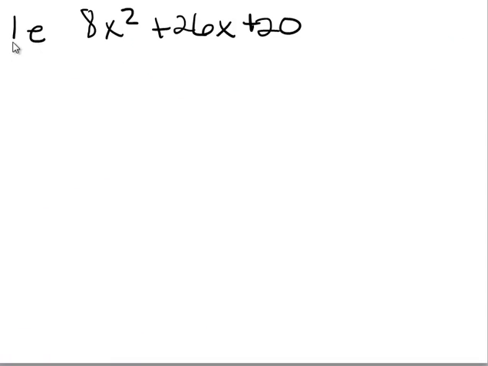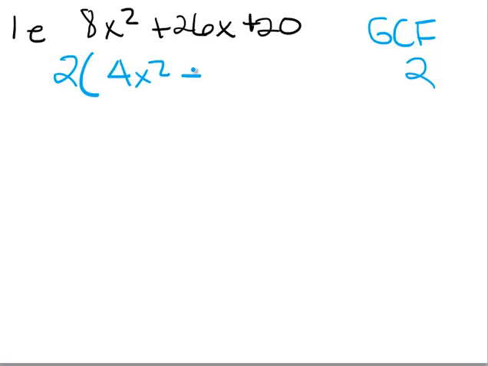This is 1e, and I have 8x squared, and I think I can whittle this down a little bit. They're all divisible by 2, so I can take out the GCF, and it's going to be 2 because that's not divisible by 4. So I'll pull out 2, and that'll leave me 4x squared plus 13x plus 5.